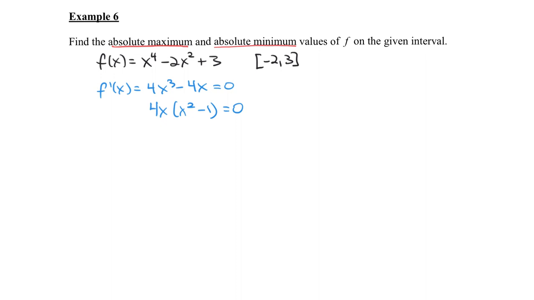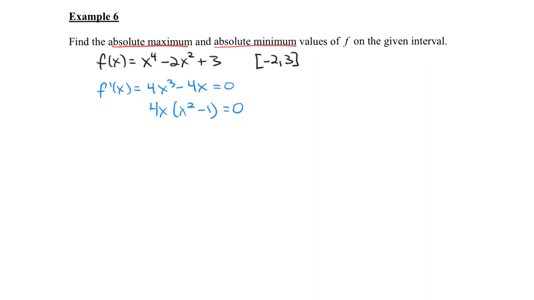And then that means that if this times this is 0, then this is 0 or that is 0. And you could even factor this too. It depends on how you want to solve this. You could factor this. This is a difference of perfect squares. You could get x minus 1, x plus 1, or you could just solve from here, right?